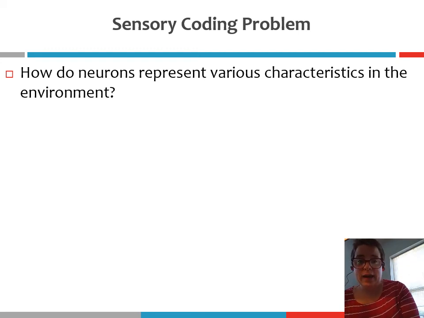To relate this to individual neurons, right? What a cognitive neuroscientist would want to find out is how do neurons represent these various characteristics in the environment, right? So everything that a person experiences is going to be converted to an internal representation, right? So how are those internal representations coded by individual neurons, right? So how do individual neurons represent various objects in our environment, right? So that particular question is called the sensory coding problem, right? So again, it's how do individual neurons code for or represent objects in the environment?